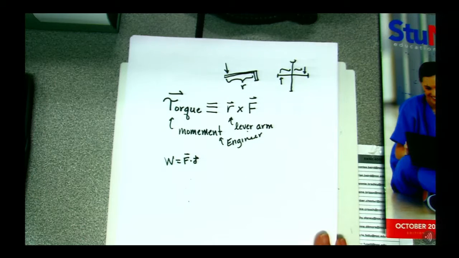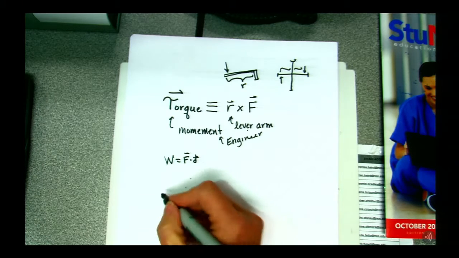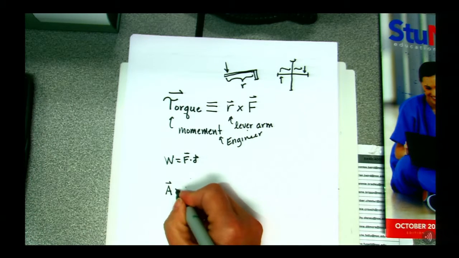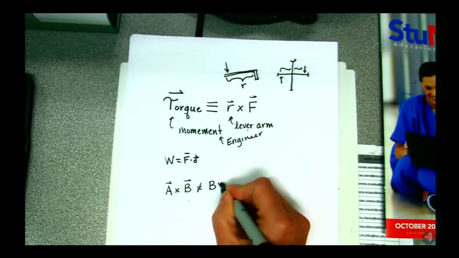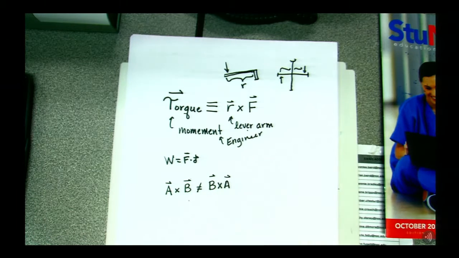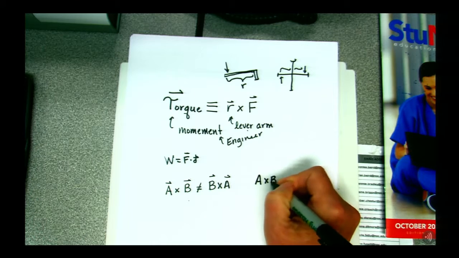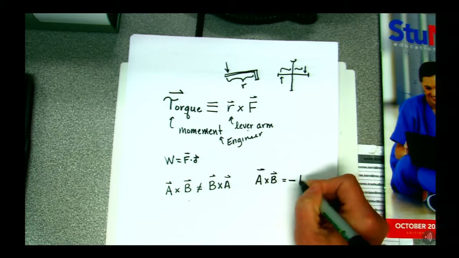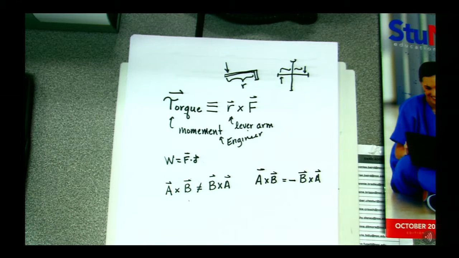And if I go back and look at vector mathematics, you've had this in college algebra somewhere, you might see it in trig, you might see it in calculus somewhere, but one of the things that we know about cross products is A cross B does not equal B cross A. In fact, A cross B is going to equal negative B cross A. And that's where the right-hand rule comes into play.